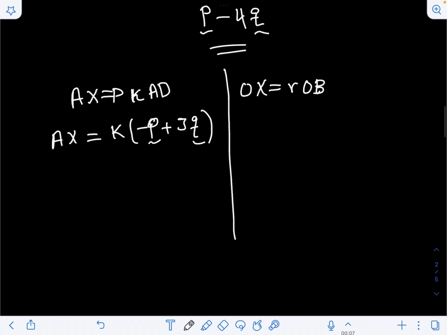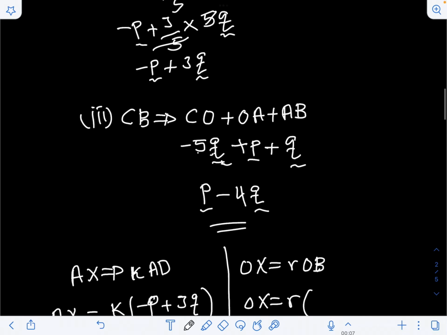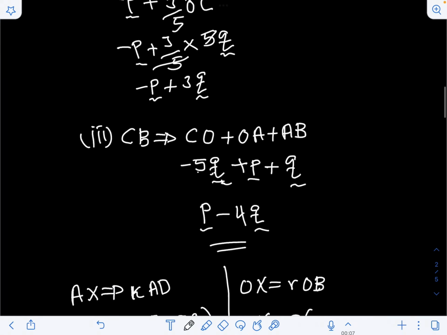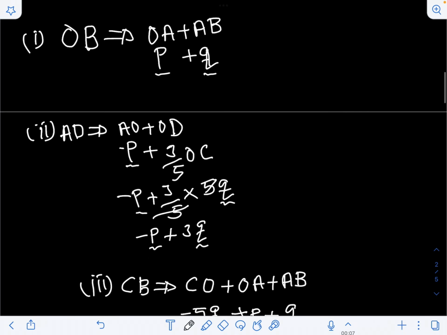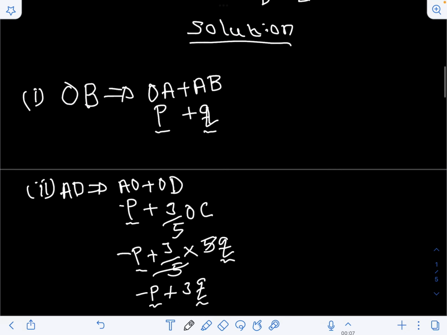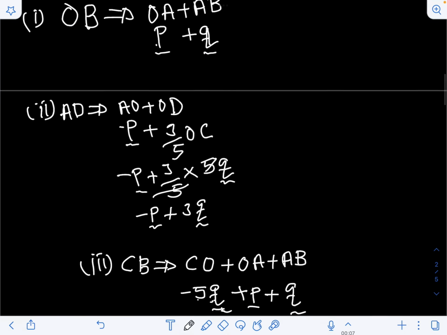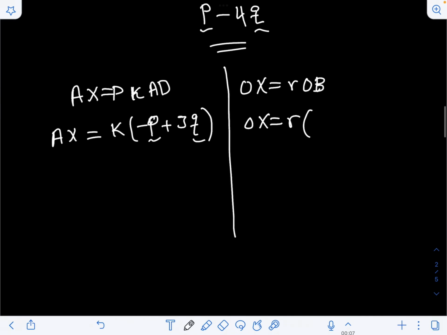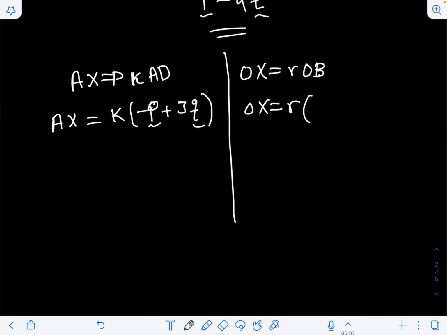Then what's OX? Let us express OX as well. It's R times OB. What's OB here? We got OB in here, which is vector P plus Q. So this one will be R vector P plus Q. Very good.